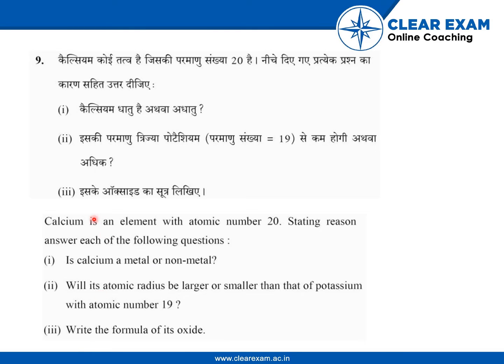The given question says that calcium is an element with atomic number 20. State the reason and answer of each of the following questions. Is calcium a metal or non-metal? Will its atomic radius be larger or smaller than that of potassium with atomic number 19? Write the formula of its oxide.